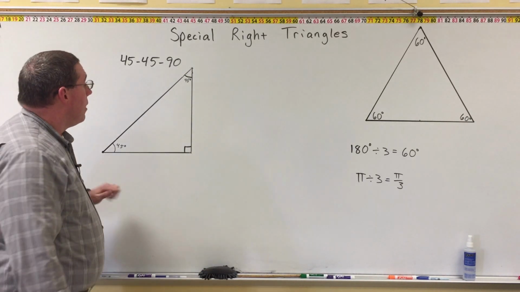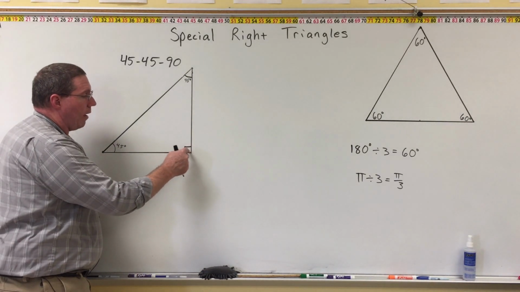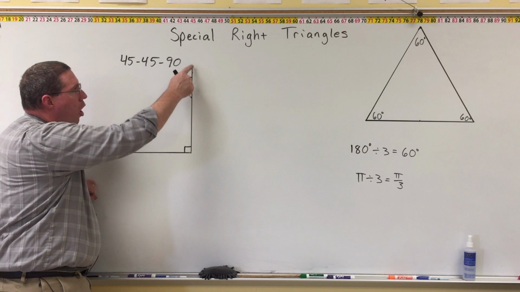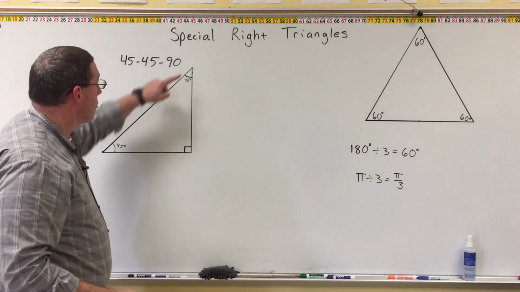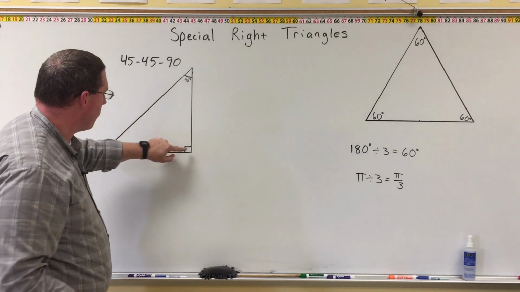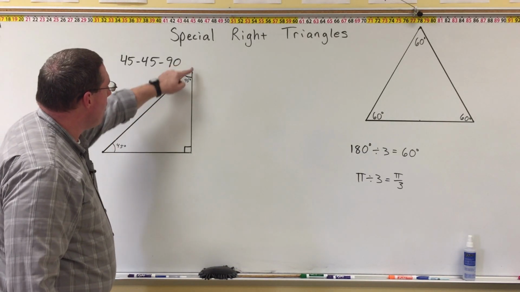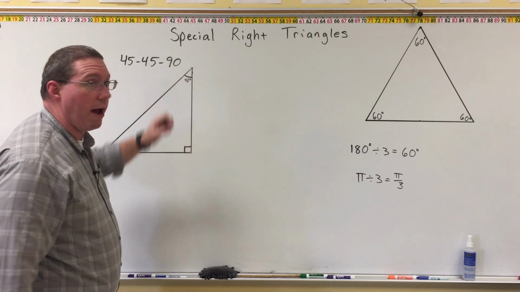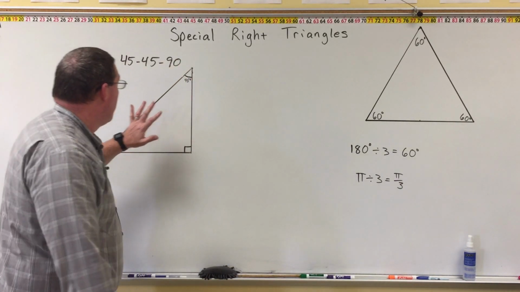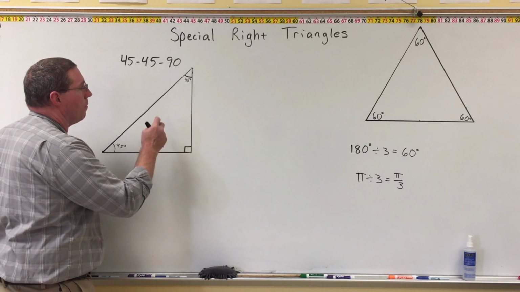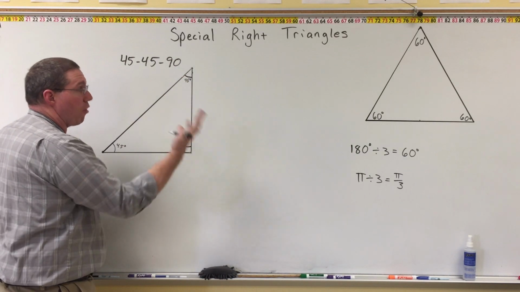Okay? Now, because this is a right triangle, I don't know if you recall, the long side in a right triangle is called the hypotenuse. So here's the hypotenuse across from the right angle. And then the other two sides in a right triangle are called legs. And in a 45, 45, 90 right triangle, both of the legs are equal.